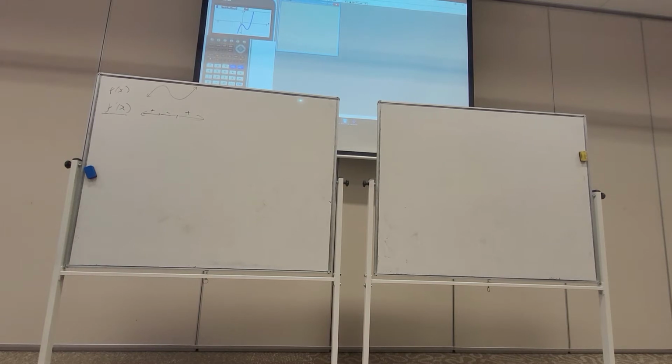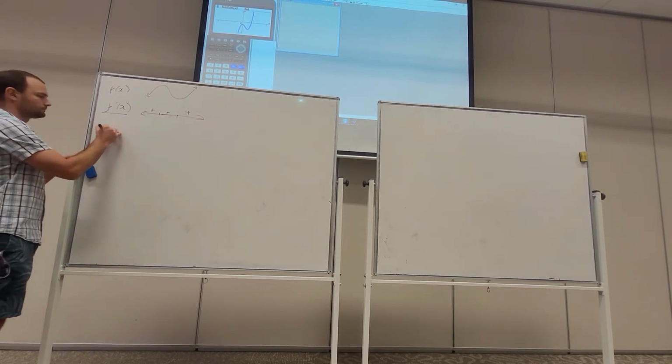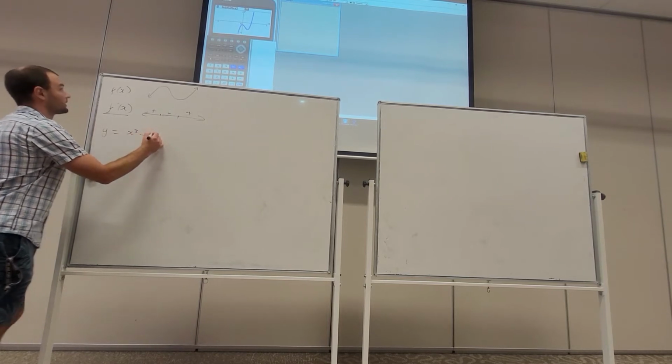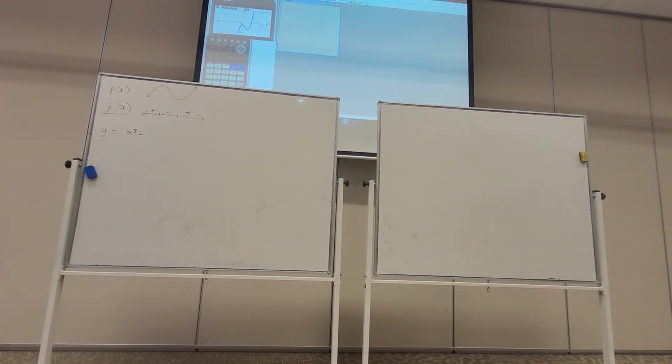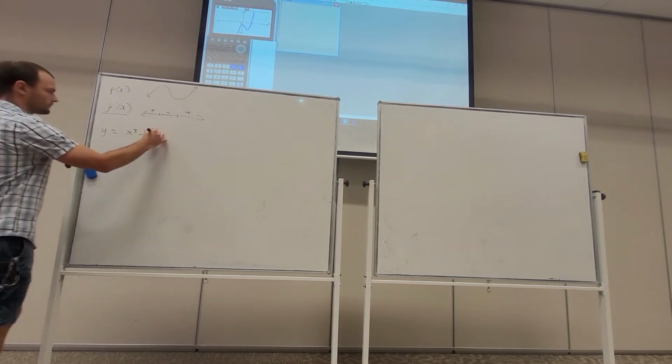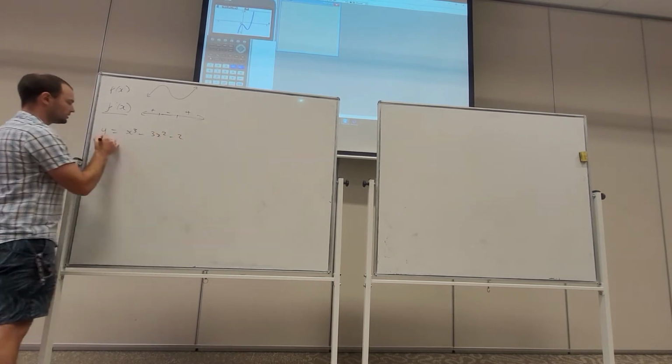We've got our process listed there. It says find f dash of x and draw its sign diagram. Hence find the y coordinate for the given stationary points, and hence find the nature and coordinates of the points. So this is our function, x to the power of 3, take 3x squared, take 2. Simple differentiation.